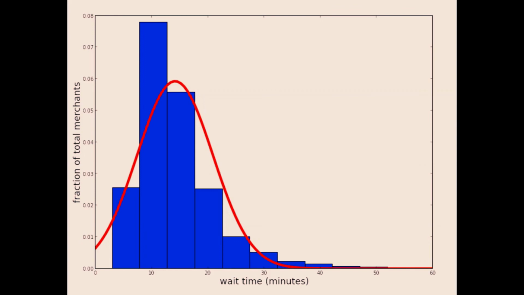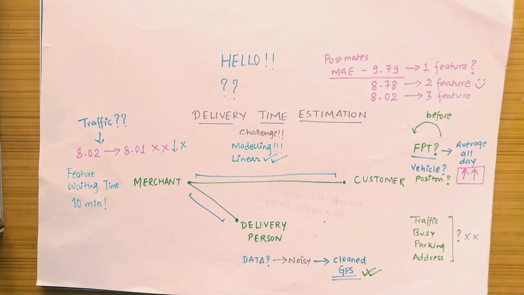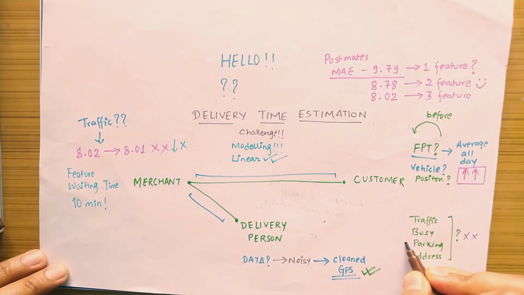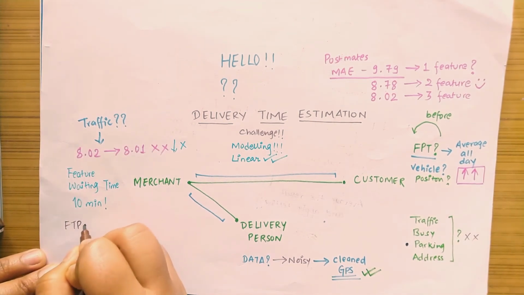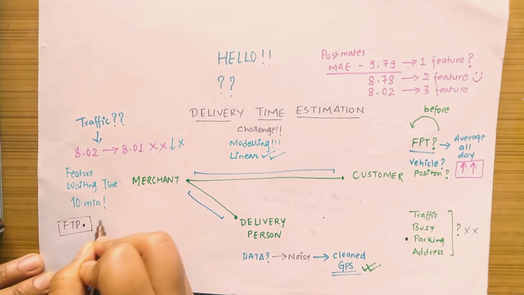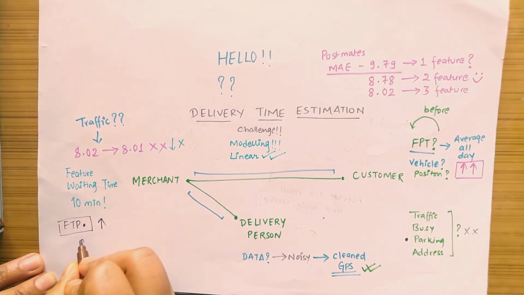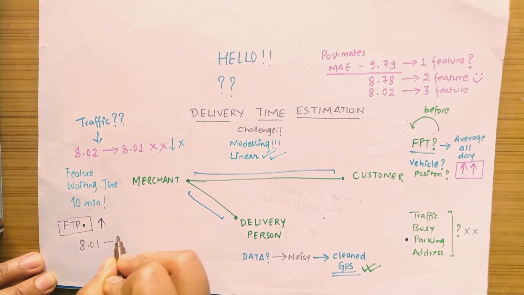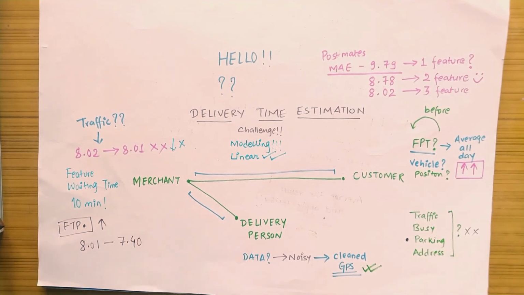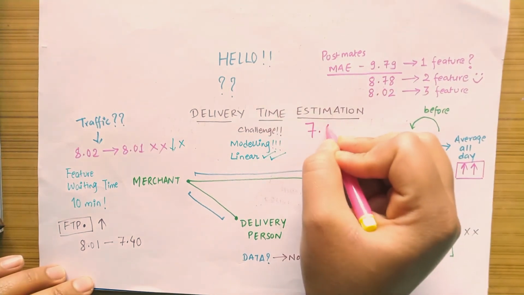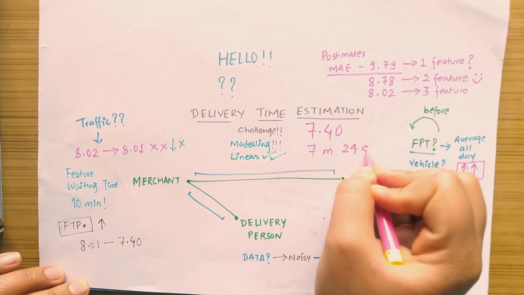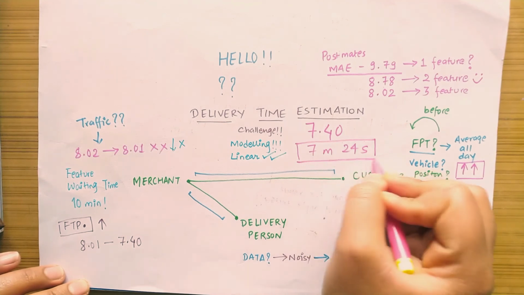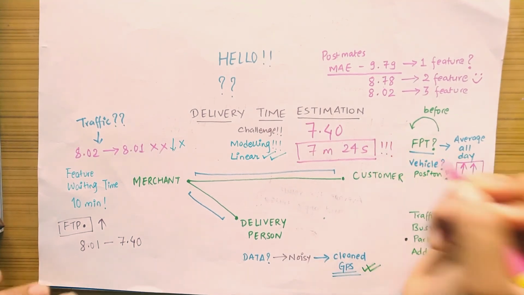What the graph shows is that some merchants have higher wait times on average, and the major reason can be that parking might be difficult in some areas, or the actual food preparation time may be more than what they have reported. So this turned out to be a very good feature and was incorporated in the model to achieve a MAE of 7.40. So finally, they had a fairly good estimate of error, and they could assure their customers with delivery times with just an error of 7 minutes and 24 seconds.